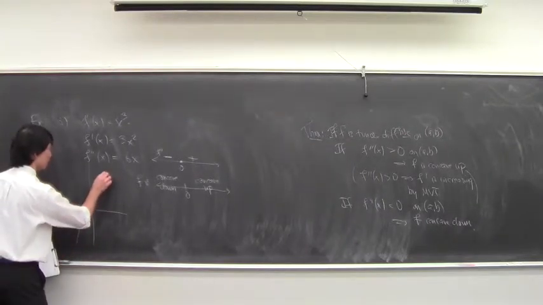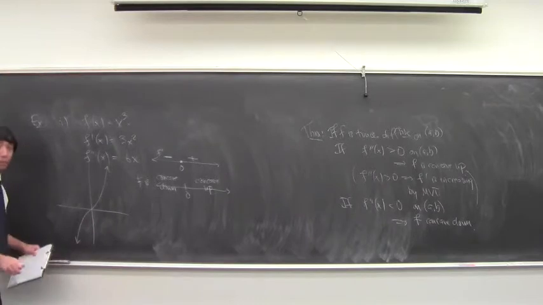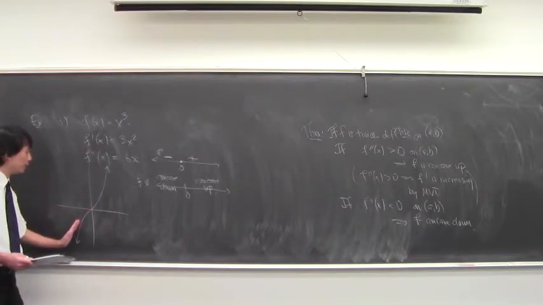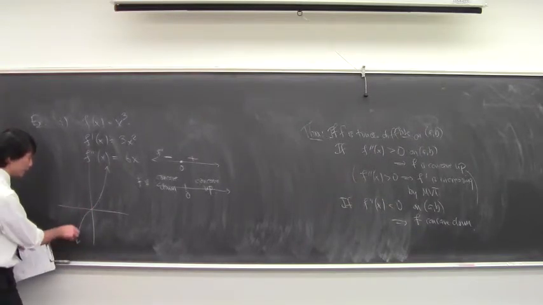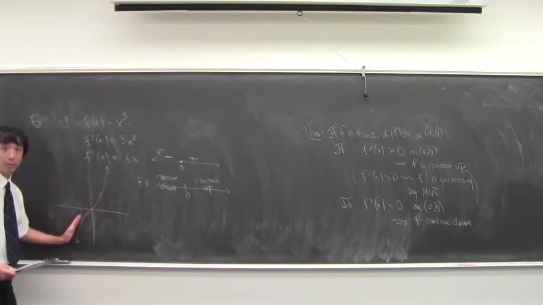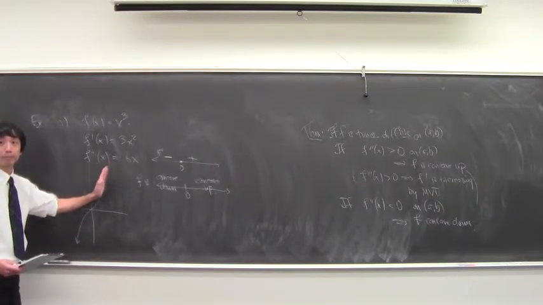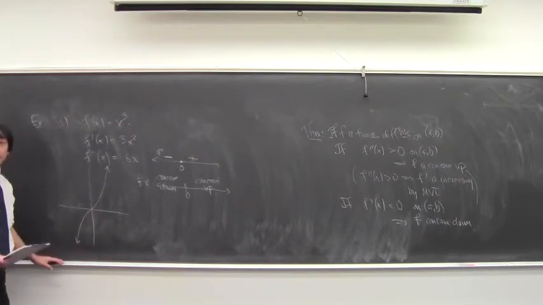So you probably know what x cubed looks like. It looks something like this, and indeed you see that it's concave down here. The derivatives are decreasing, and then the derivatives are increasing.